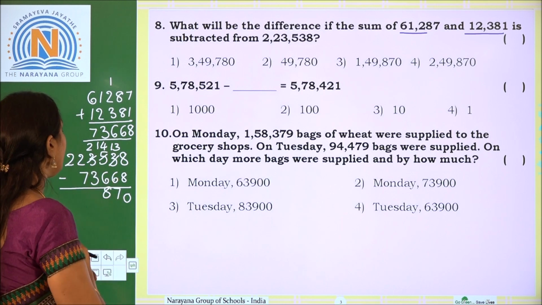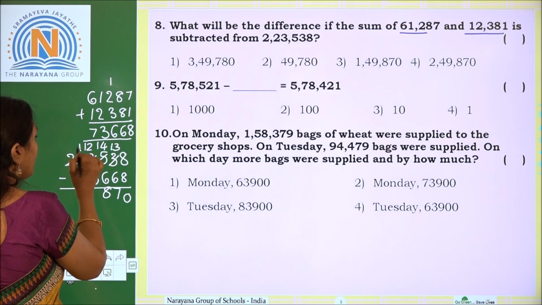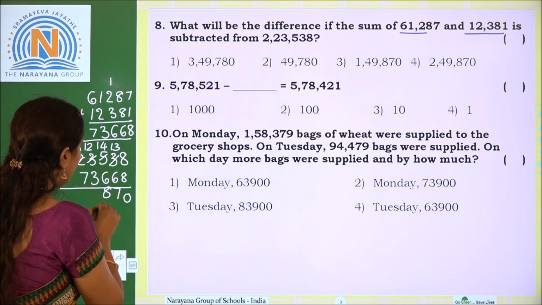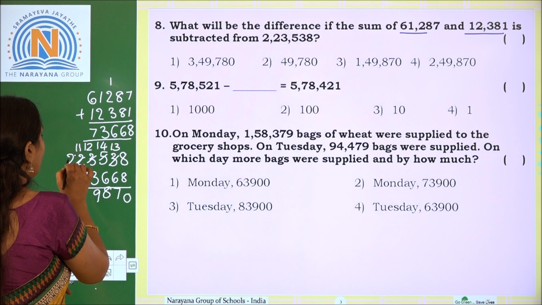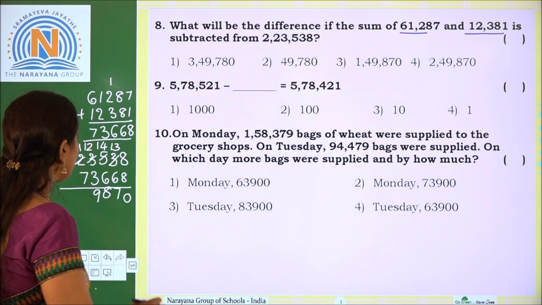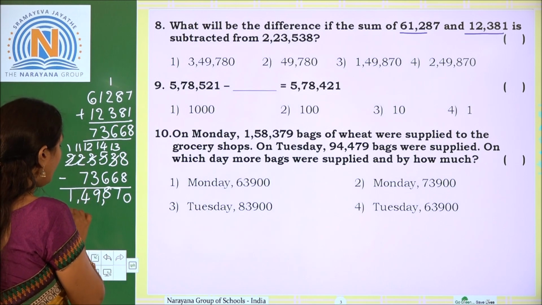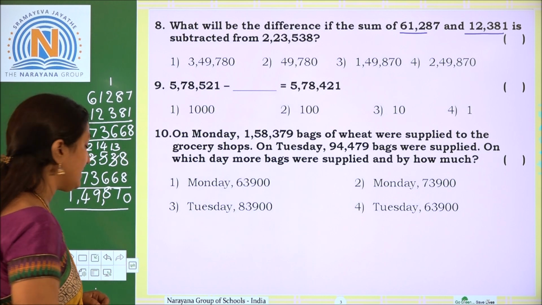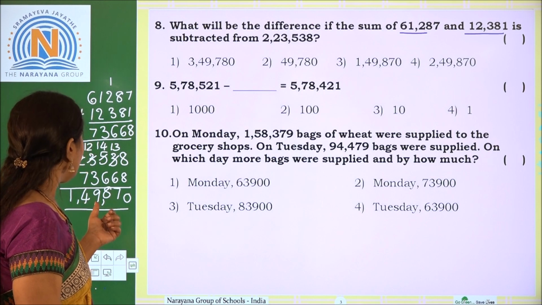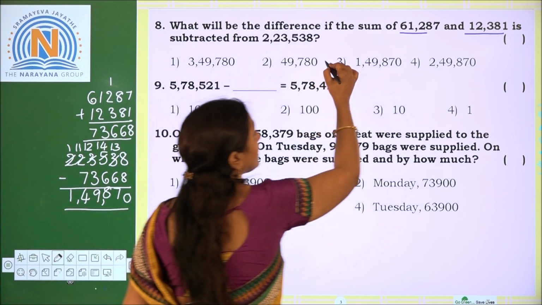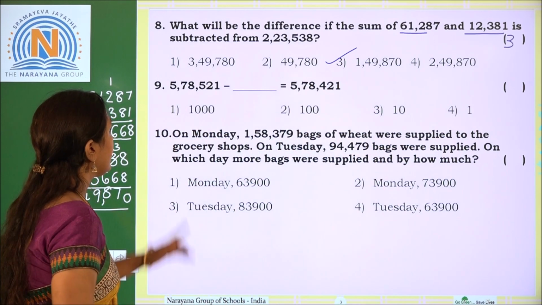Now 2 minus 3 we cannot. We have to regroup it from here. So 2 will become 12. This 2 will become 1. 12 minus 3 is 9. Now 1 minus 7 we cannot. We have to regroup it. 1 will become 11. This 2 will become 1. 11 minus 7 is 4. And here we have only 1. So we get 1,49,870. What is the number? 1,49,870. Which is the required option here? Option 3. 1,49,870.